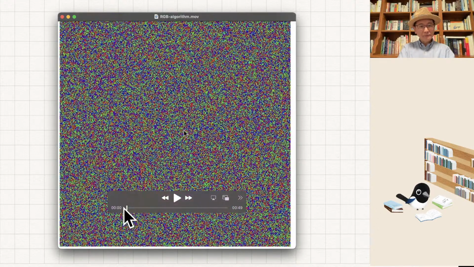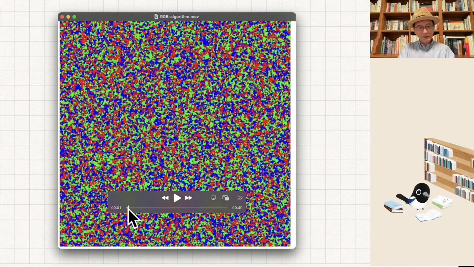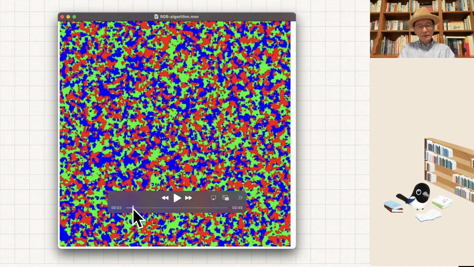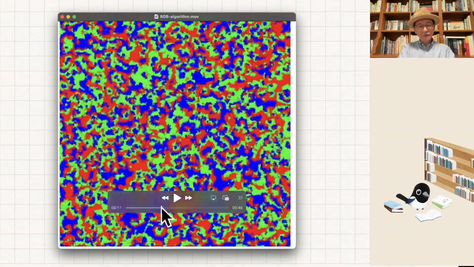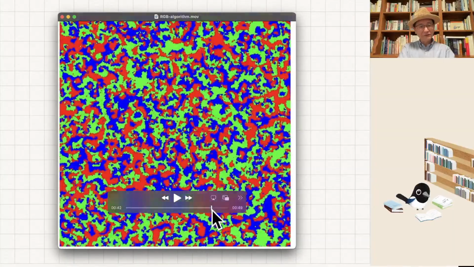See? At the very beginning, this is completely random, but just after a few steps, you start to see characteristic length scales of R, G and B. And later on, this whole thing just evolves for a very, very long time. See?